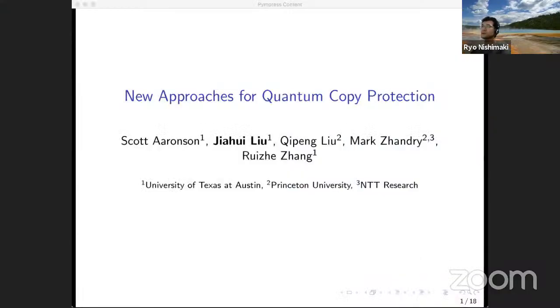Welcome to quantum cryptography session 2. We will have 4 talks, and we will have a question time after each talk. So the first talk is "New Approaches for Quantum Copy Protection" by Scott Aaronson, Jiahui Liu, Qipeng Liu, Mark Zhandry, Yuhao Zhang. Jiahui will give a talk.